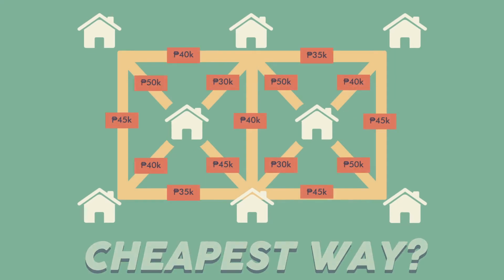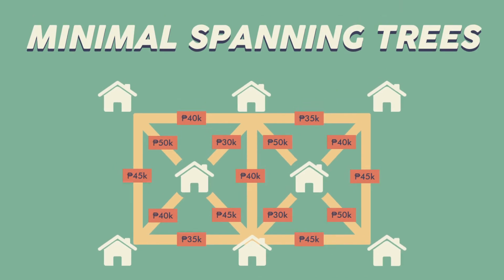Now, what would be the cheapest way to build a road system such that there is a route between any 2 houses? Well, to answer this question, we need to make use of a concept in graph theory known as minimal spanning trees. But before we get into that, let's define a few terms.